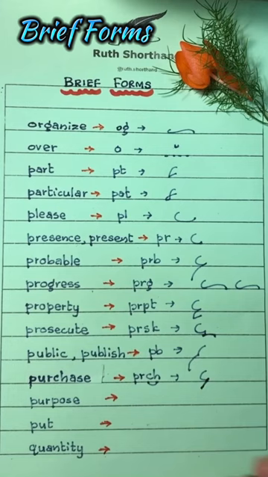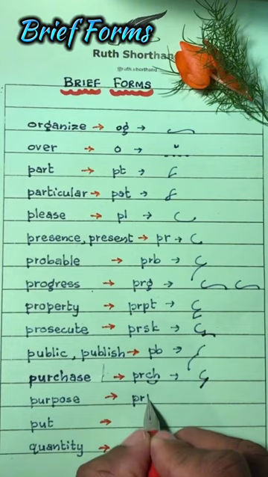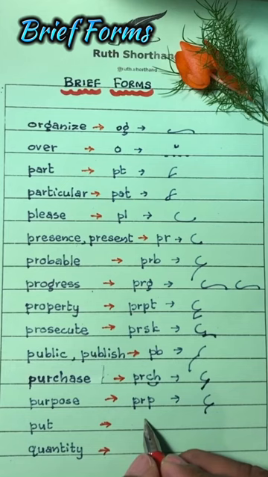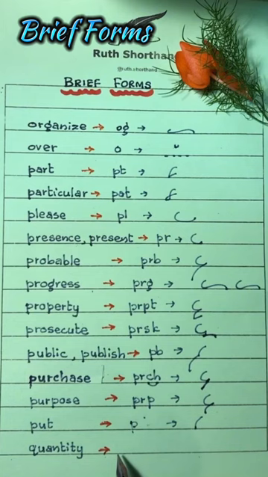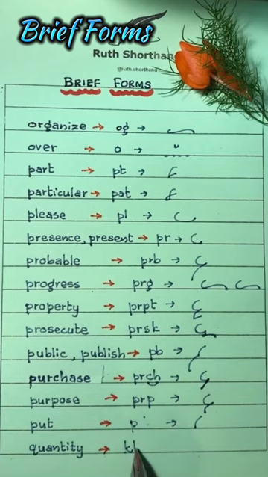the downward stroke. Purpose, P-R-P, purpose. Put, P, put. Quantity, this is Gregg shorthand is phonetic, then quantity, quantity is K-T. Those are brief forms.